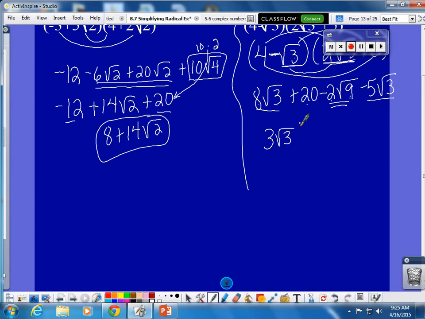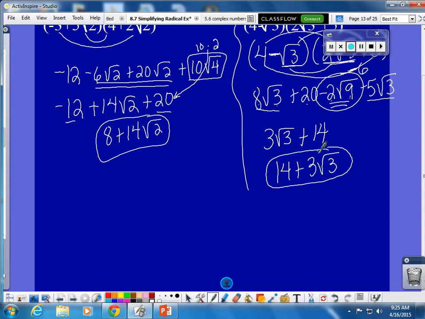Alright? And so what is the square root of 9? 3. 3 times negative 2 would be negative 6. So this is a negative 6. And 20 and a negative 6 make 14. But like she was saying earlier, they're going to write it this way with the radical at the end.